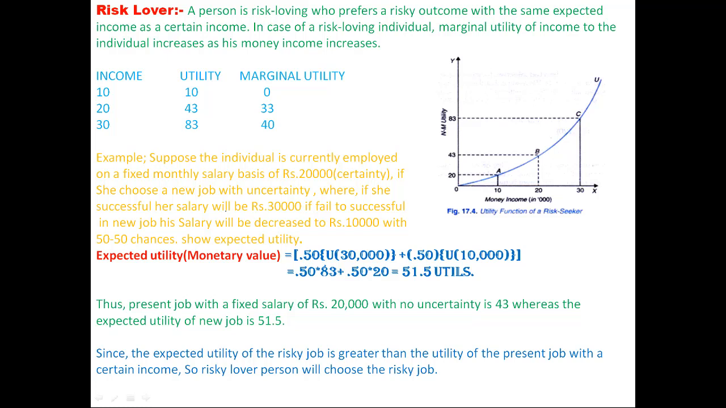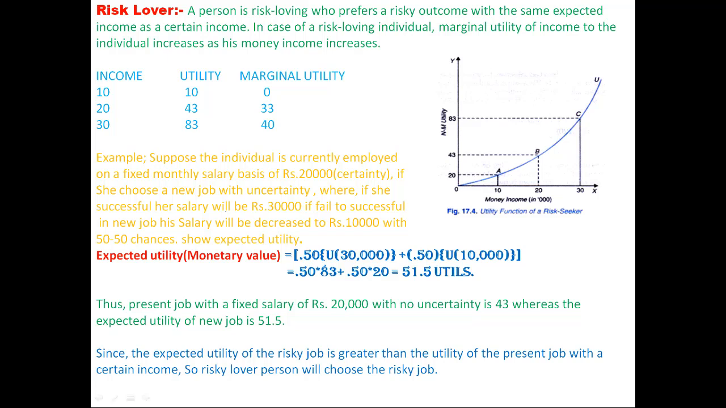So a risk lover person with the same expected utility, whether it is certain or uncertain, will favor the uncertain situation. This is the behavior of a risk loving individual.